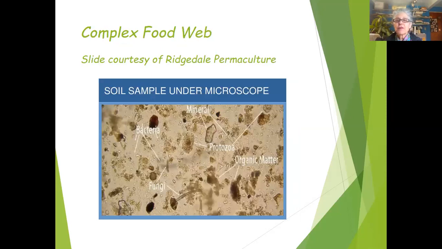In this magnified picture taken through a microscope, we can see labeled colonies of bacteria, fungal hyphae, soil mineral particles, protozoa, organic matter, and microscopic clumps of various types.